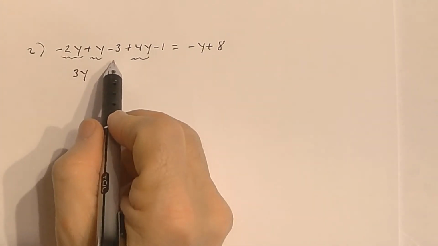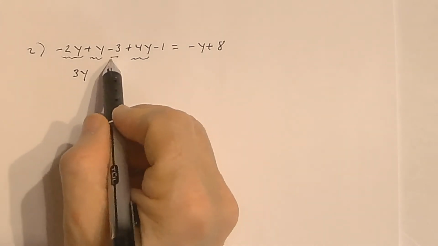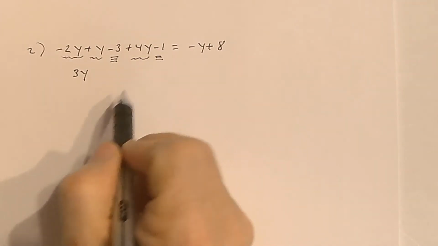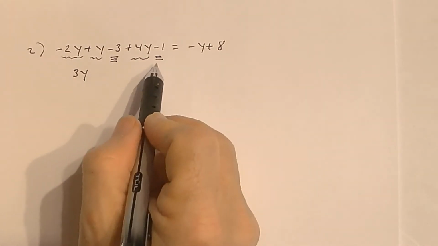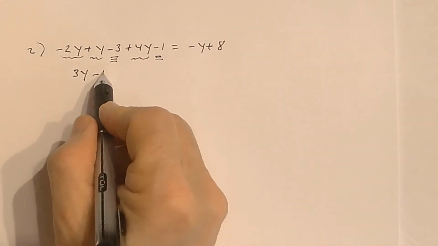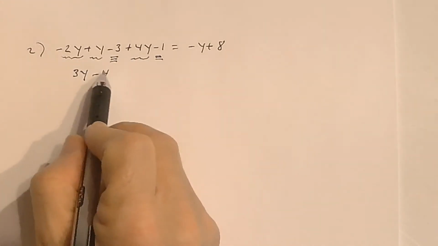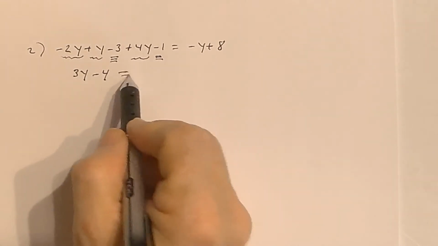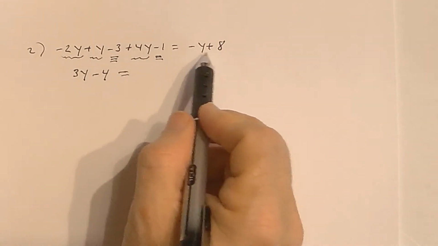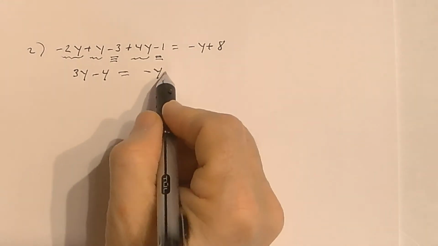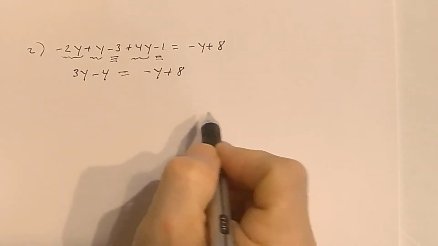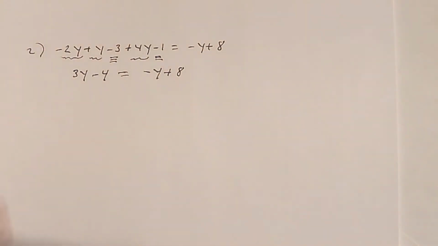Now let's look at the constants. So my constants, we have negative 3 and we have a negative 1. So negative 3 and a negative 1 is a negative 4. And so when I combine the like terms on the left side, I ended up with 3y minus 4. And on the right side, there are no like terms. So I'm just going to go ahead and rewrite this over. So a negative y plus 8. Okay? All right, so that is the equation I end up with after this step. Okay, so we still haven't solved the equation, but we're in the process of solving that equation.